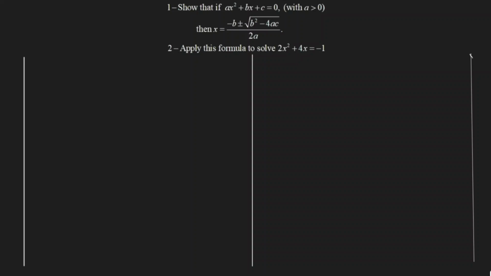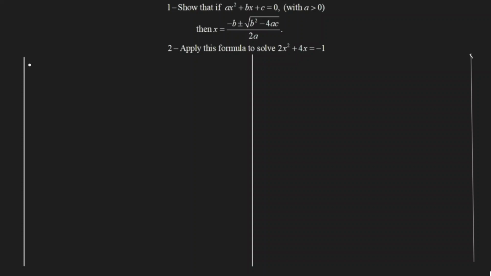Today we try to show that if we have the quadratic equation ax squared plus bx plus c equal to 0 with a greater than 0, then x is equal to minus b plus or minus square root of b squared minus 4ac, divided by 2a.